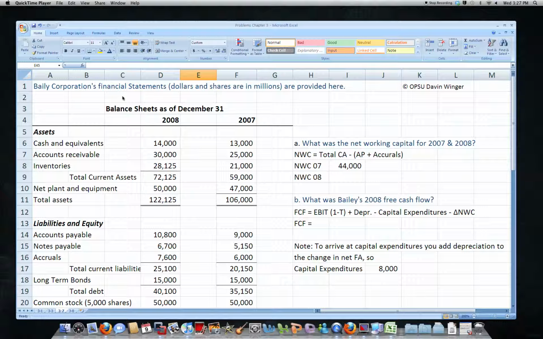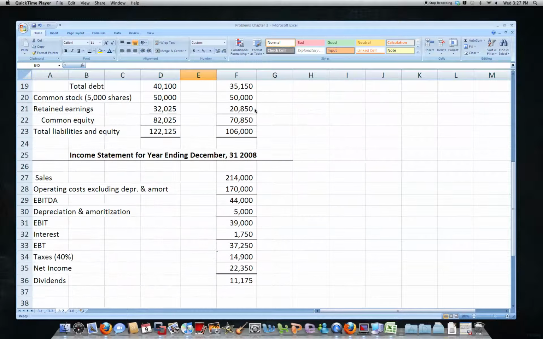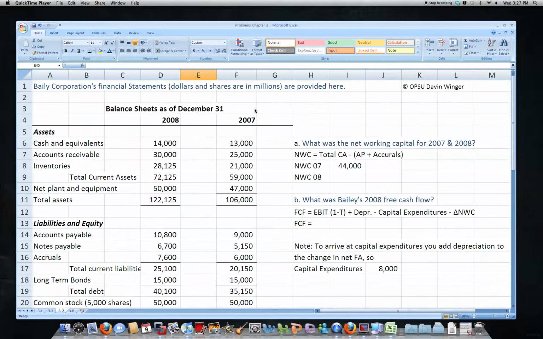Okay, this is problem 3-7 in your book. Here we have Bailey Corporation's financial statements, and I have the balance sheet on here, and also the income statement. If you'll remember, the balance sheet is a snapshot in time, and the income statement is over a period of time. Okay, the first question asks, what was the net working capital for 2007-2008?